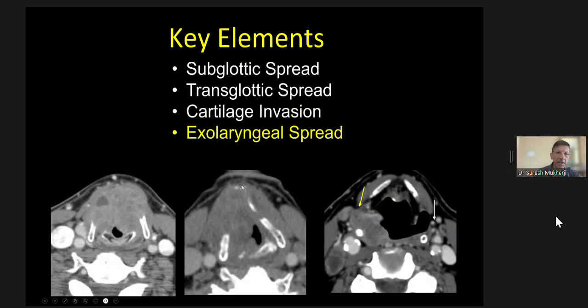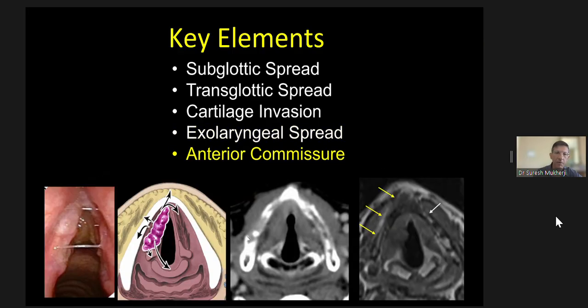The next key element is, does a tumor extend outside of the larynx? This is pretty easy. This is just exolaryngeal spread associated with gross cartilage invasion and extending into the soft tissue. This one I think is pretty easy to identify. This is one that's a little bit more subtle. This was a piriform sinus carcinoma extending into the soft tissues. Again, draw a line down the middle. Notice the normal fat on the left, and we can see this tumor is pooching over to the right and abutting the vessels of the superior laryngeal artery and nerve.